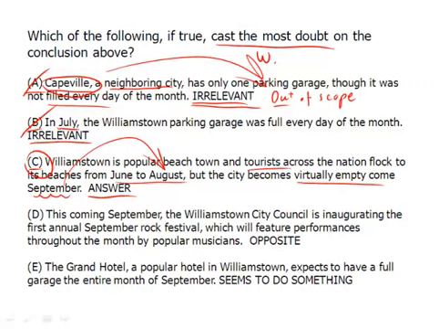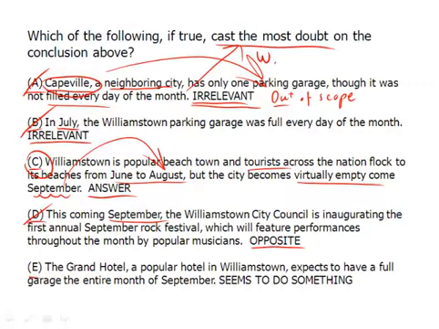Now let's look at some other wrong answer types that are a little trickier than the irrelevant ones, A and B. D. This coming September, the Williamstown City Council is inaugurating the first annual September Rock Festival, which will feature performances throughout the month by popular musicians. And so this is clearly doing something. What is it doing? It's showing us that September is going to keep being popular. People are still going to flock to Williamstown. Yay! But don't circle it, because we're not looking for something that strengthens the conclusion that the parking lot's probably going to be filled in September. We're looking for something that weakens it. So watch out. This falls into the opposite type. It does the opposite of what we're doing. So if it's a strengthen question, it weakens. In this case, it's a weaken question, so it strengthens.